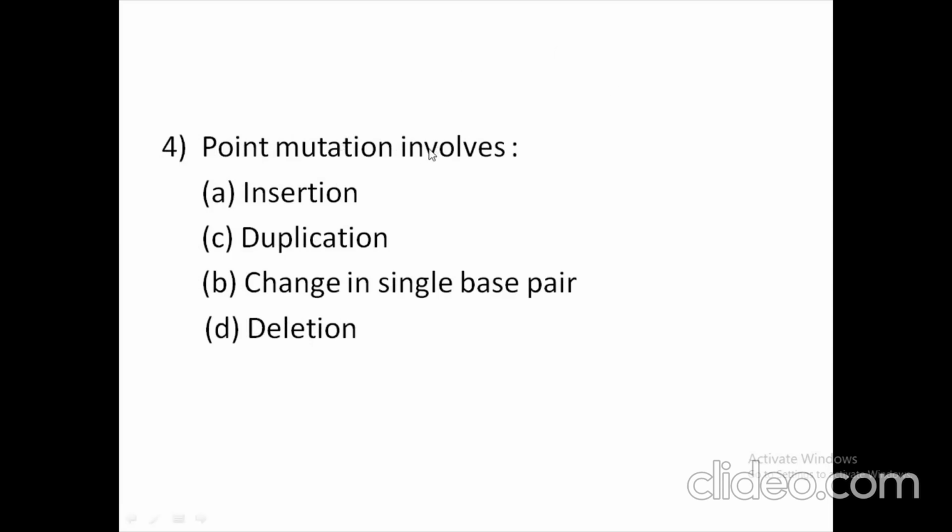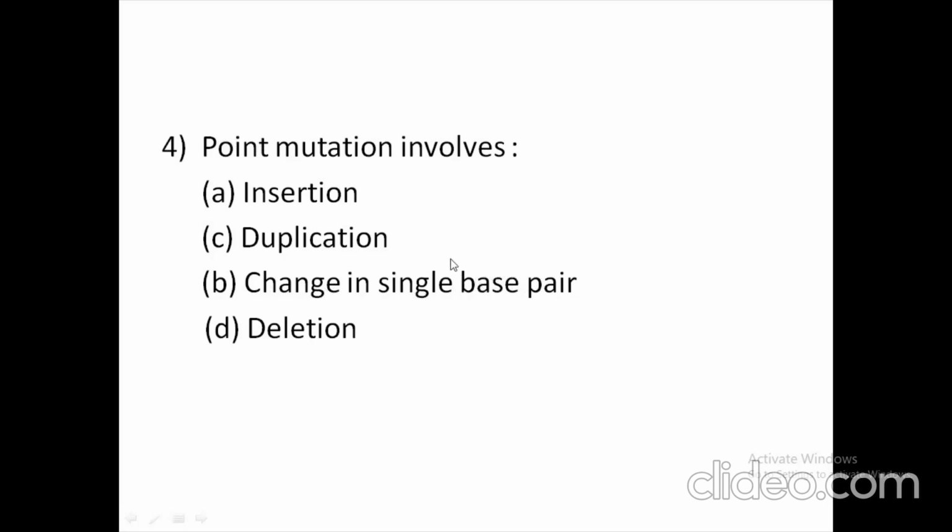Point mutation involves insertion, duplication, deletion. Insertion means there is an extra nucleotide in the normal sequence of DNA. Duplication means the same nucleotide becomes double; there is more than one copy of the same nucleotide in the sequence. Deletion means the deletion of that nucleotide. Here, point mutation involves change in a single base pair.